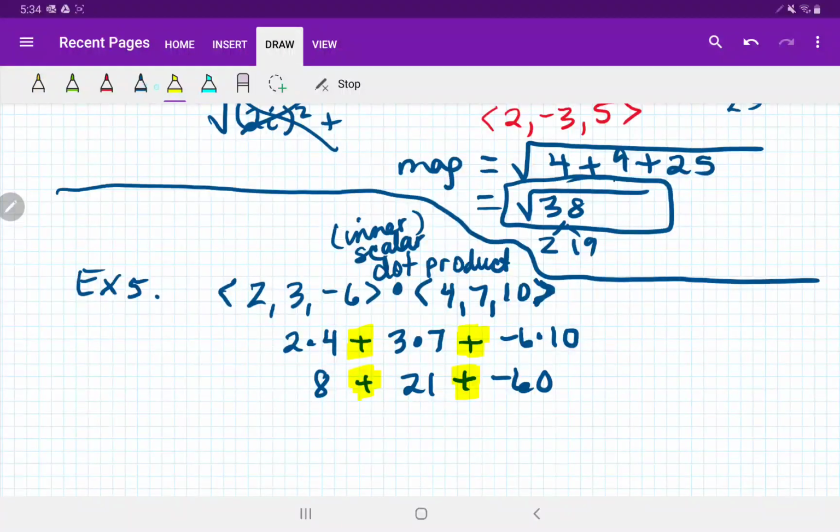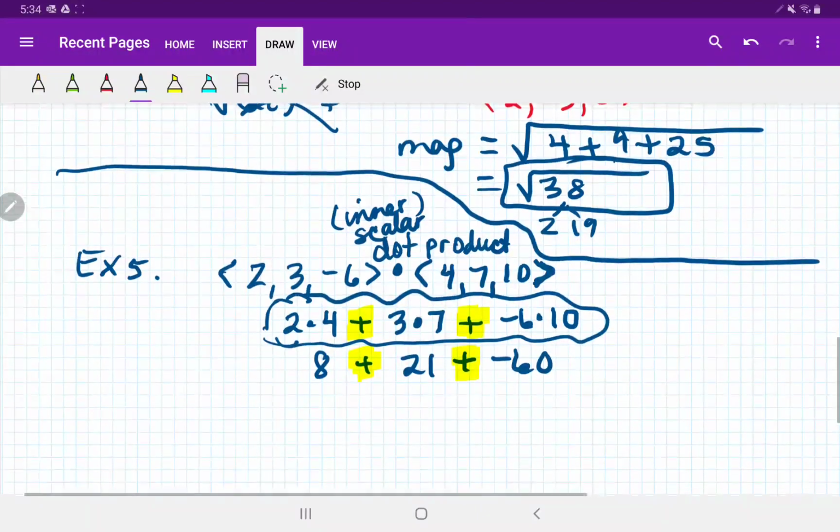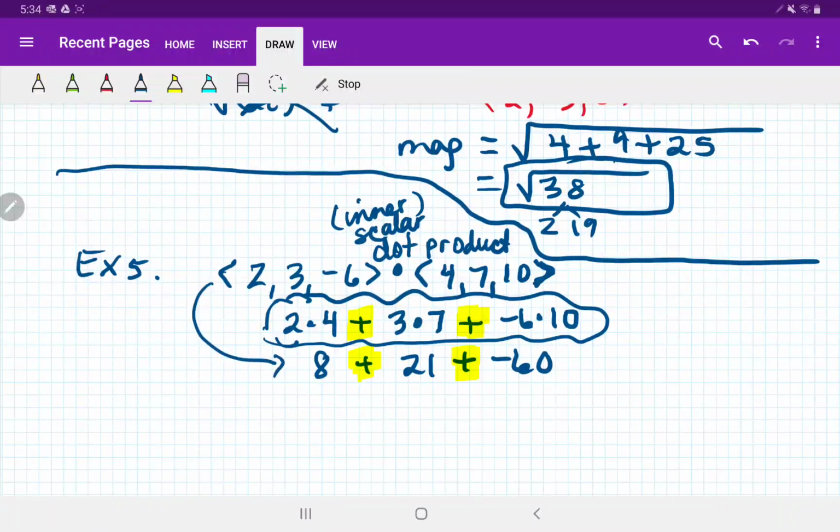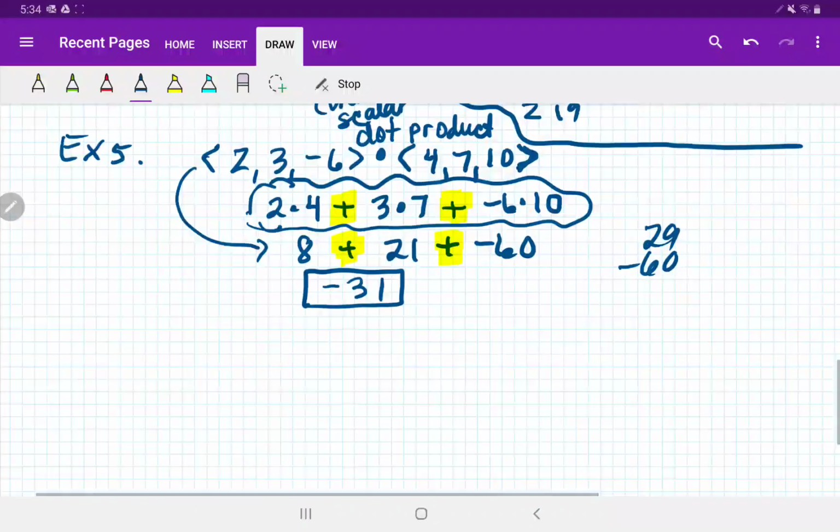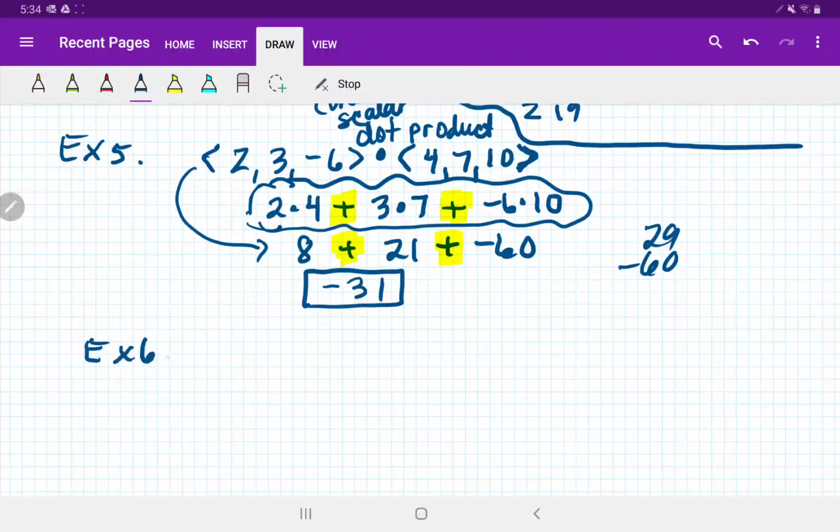Let me put this in a bubble because I don't usually show that step. I'm just showing that step so you know what you're doing. You don't have to show that step. You can go directly to this. So that's 29 minus 60, which is negative 31. And you don't take the absolute value of it or anything. It's just that.